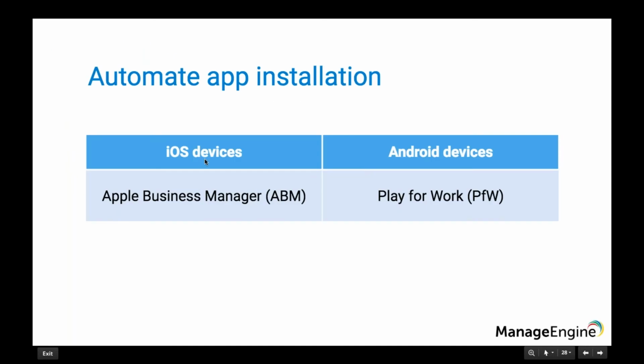In case of iOS devices, you can automate app installation using Apple Business Manager. And in case of Android devices, you can do that using Play for Work. Now we'll be looking at each of these methods in greater detail.